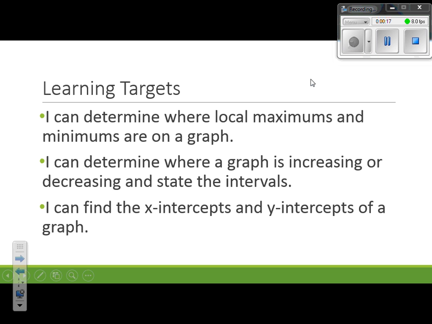So we're going to start out by talking about the learning targets. The learning targets are: I can determine where the local maximum and minimums are on the graph. I can determine where a graph is increasing or decreasing, and state the intervals. And the last learning target is that I can find an x-intercept and a y-intercept of a graph. Now, we're also going to be working with domain and range today, but that learning target is what we did yesterday.